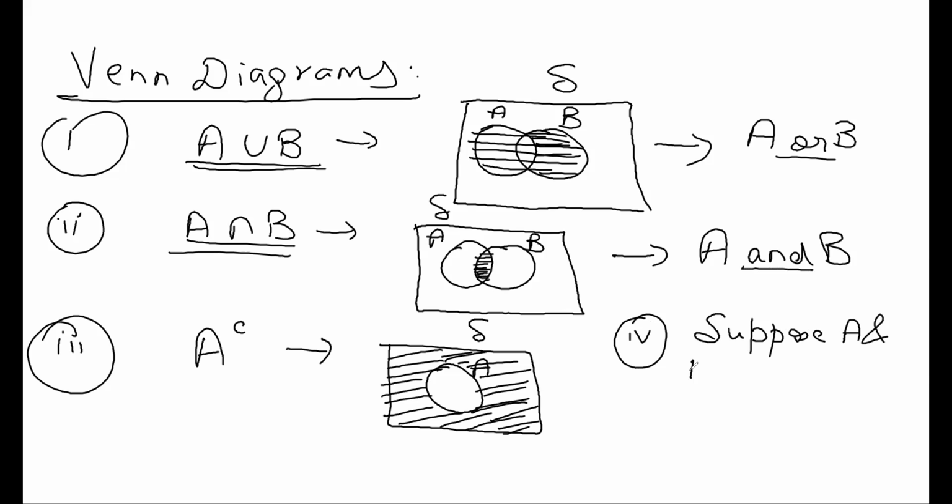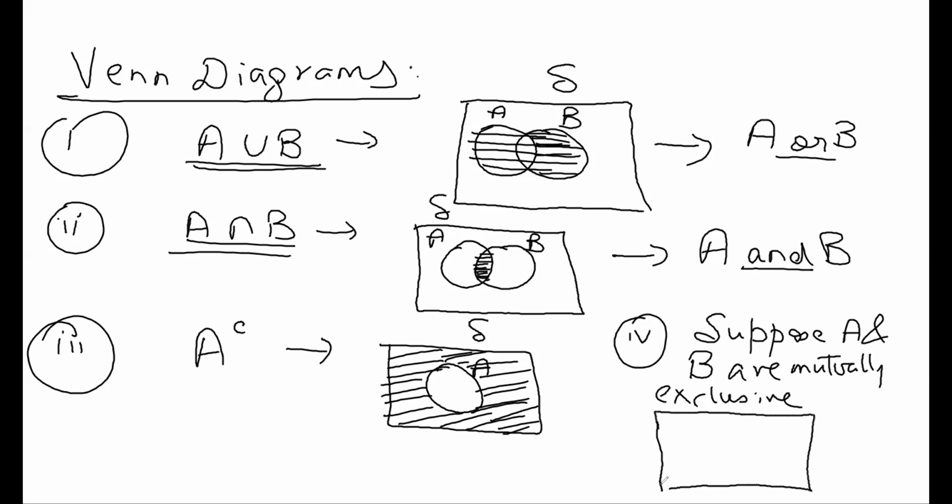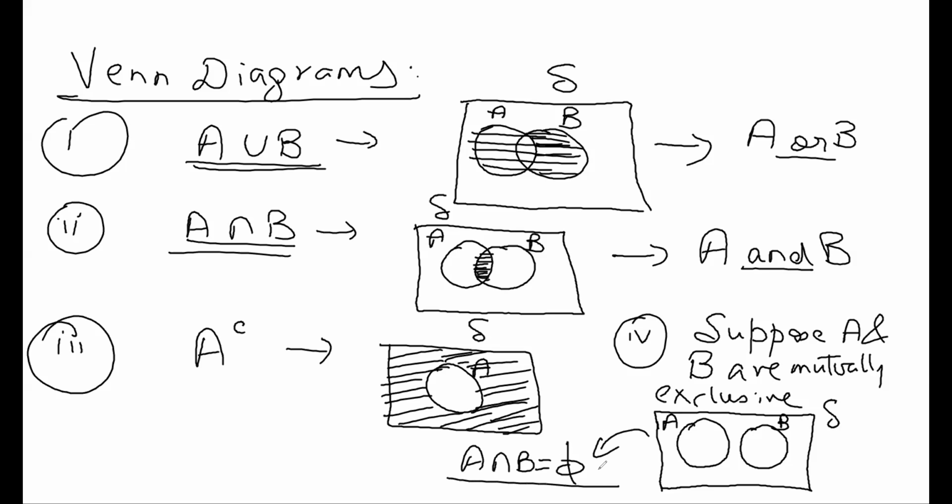And suppose A and B are mutually exclusive events. Mutually exclusive events means they have nothing in common. So this is my sample space delta, and you can see A and B are not intersecting. Why are they not intersecting? Because they have nothing in common. It means the intersection of A and B is exactly equal to the null set phi. This is meant by mutually exclusive events.